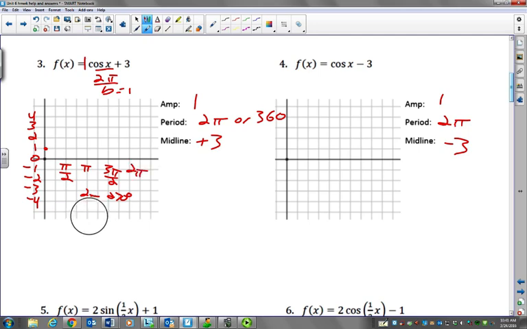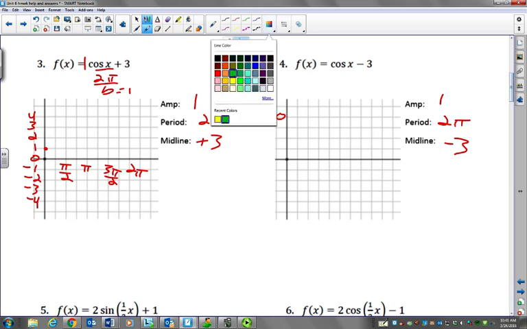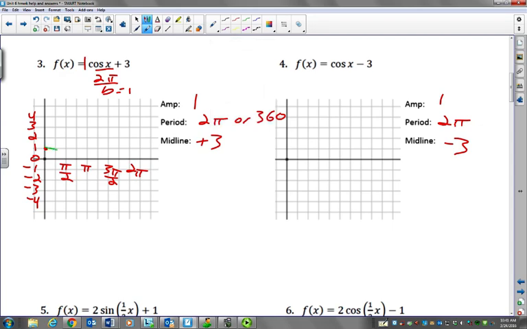Cool. So cosine, let's do it in light green here. Cosine actually starts off at 1, and then at pi over 2 is when it hits 0. Then it goes down to -1 at pi, and then at 3 pi over 2, it goes back to 0, and then at 2 pi, it finishes off at 1 again. Okay? So that is our cosine.